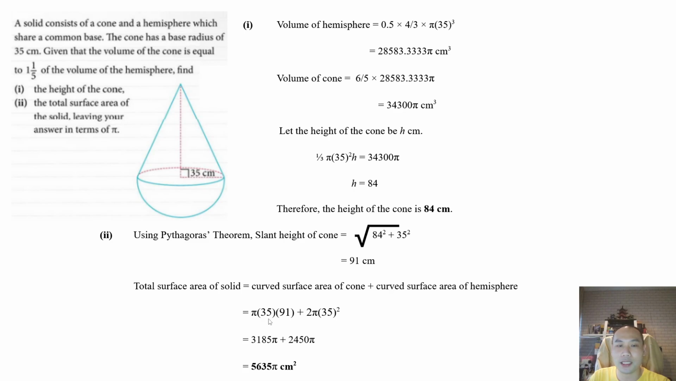Okay, so pi times the radius times the slanted height plus 2 pi r squared for the hemisphere, right? Because 4 pi r squared is for the whole sphere, 2 pi r squared for the hemisphere. Okay, work it out. We have 5,635 pi. We leave our answers in terms of pi because the question requests us to do so. Okay, so that's the second question.